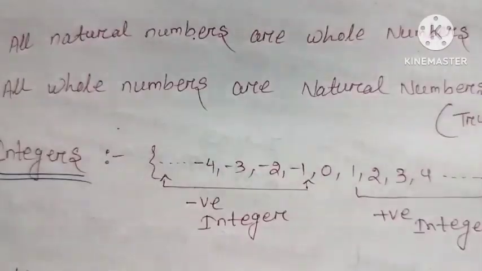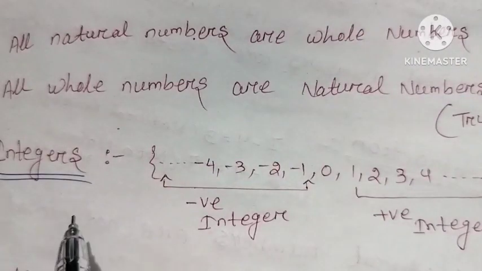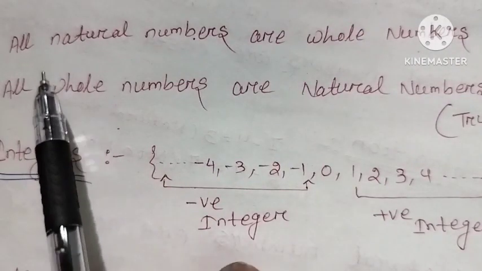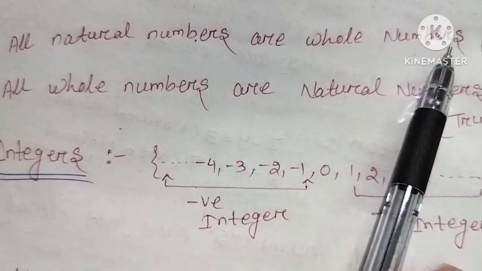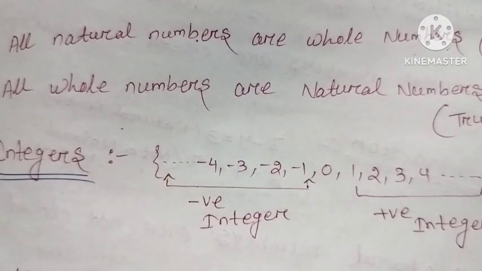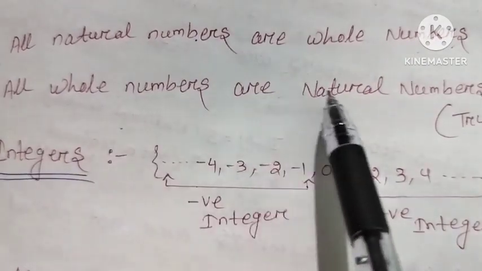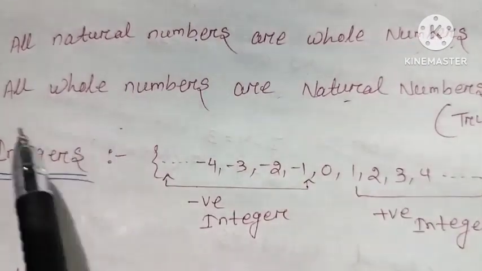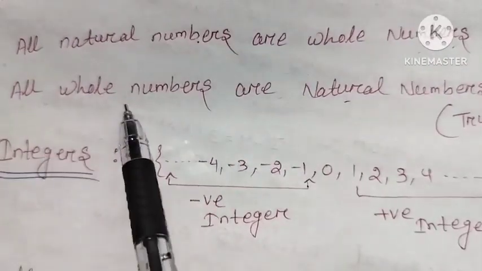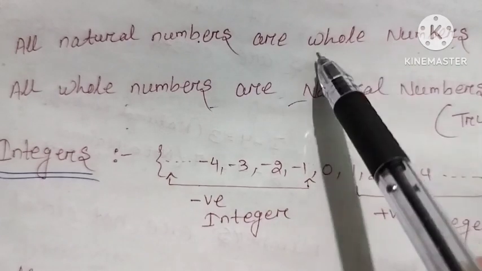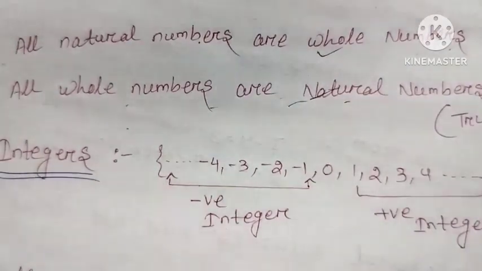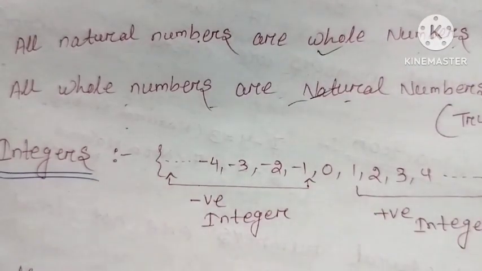Yes. In class 1, I have given some questions in the previous class. All natural numbers are whole numbers. This is true or false? This is true. But all whole numbers are not natural numbers. That's why the next question, all whole numbers are natural numbers, this one is false. Yes, these 2 question answers: the first one answer is true, the second one answer is false.